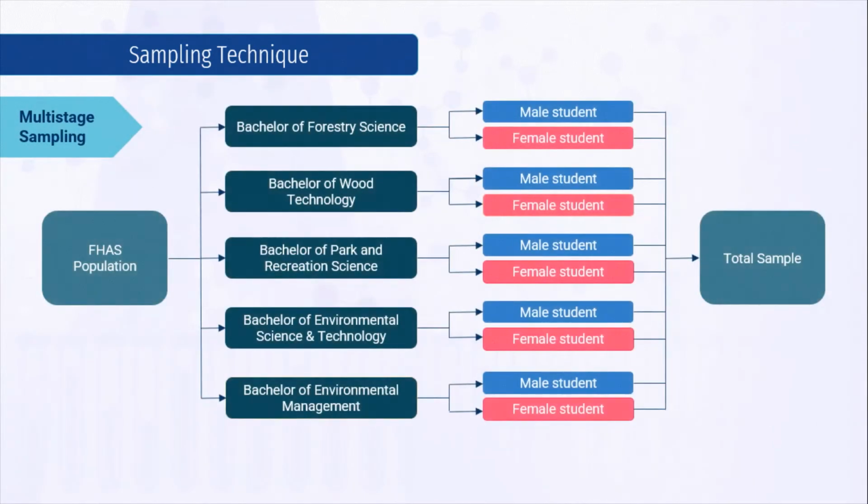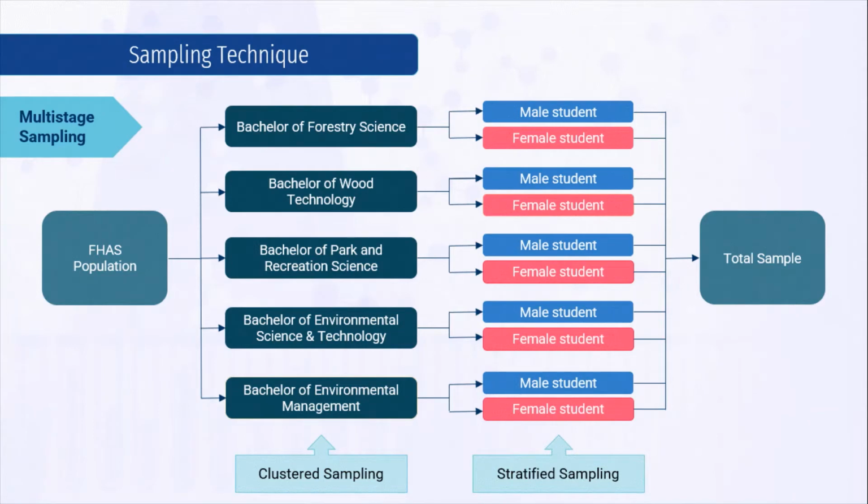Next, moving on to the sampling technique. We have decided to use multi-stage sampling since the Faculty of Forestry and Environmental Studies consists of 5 bachelors and is quite complex. Therefore, the first sampling technique that has been used is clustered sampling. We also use stratified sampling since we required both genders to be involved in our study. And lastly, we also use simple random sampling.